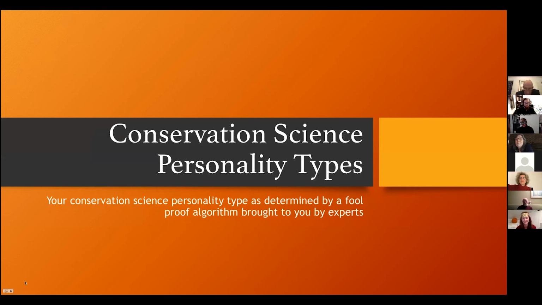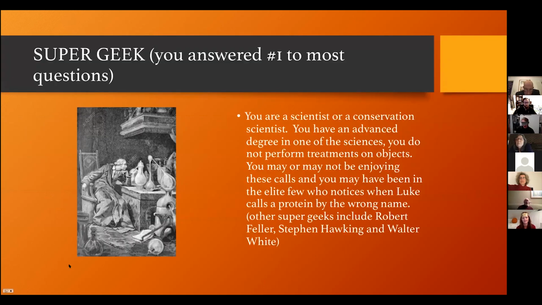Okay, so if you answered 1 to most of the questions, you are a super geek. This is you in your lab. You are a scientist or a conservation scientist. You have an advanced degree. The poll's now over. You don't perform a lot of treatments. You may or may not be enjoying these calls. Luke was horrified after the last call because he called the protein by the wrong name, but no one else noticed. But maybe you did if you are a super geek. And other super geeks are Robert Feller, Stephen Hawking, and Walter White.